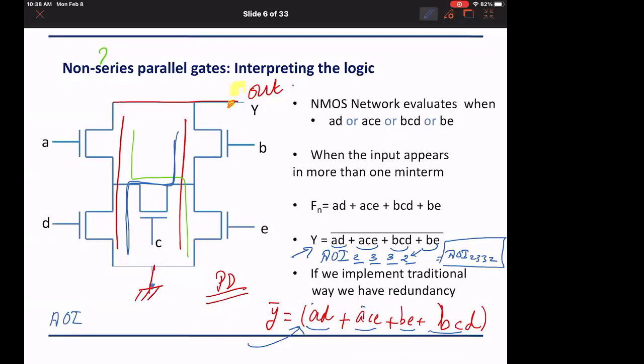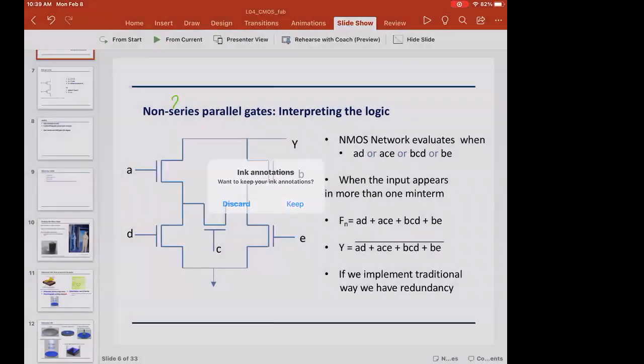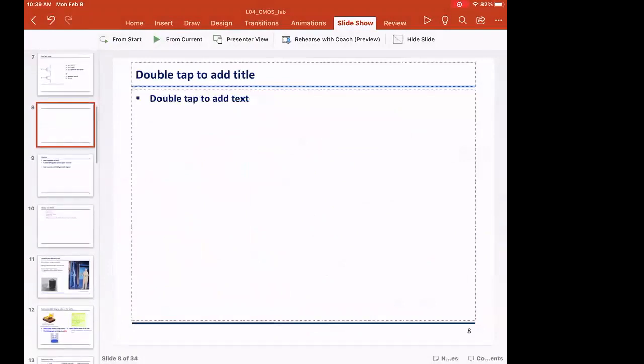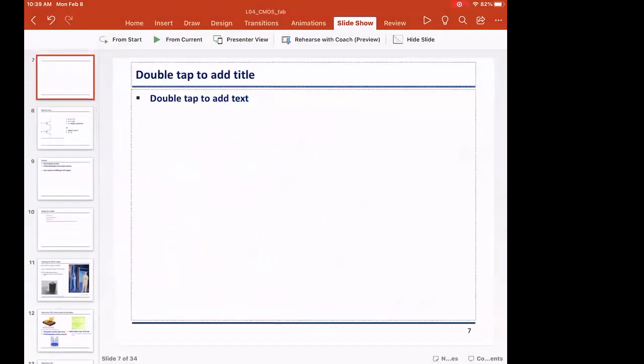And in this circuit, how many transistors do I need to implement it? A, B, C, D, E. 5. How many? 5, no? In the pull down, in this one here, it is 5. In this one here, how many transistors to implement AOI 2332? Let us take it blindly without seeing it from the drawing.